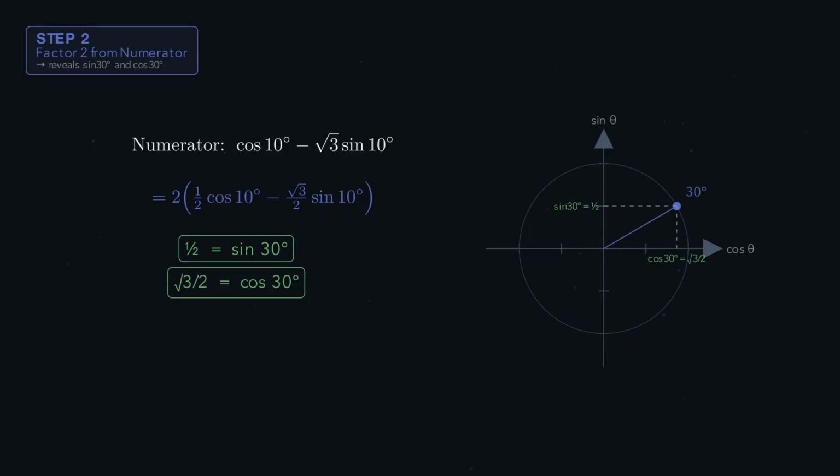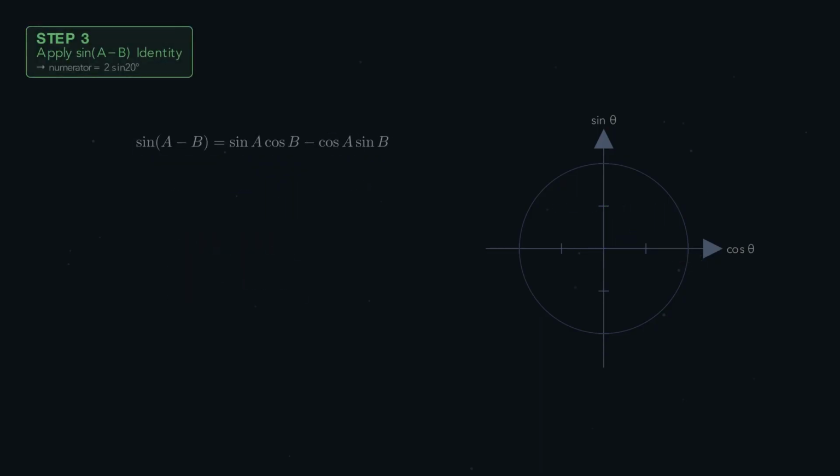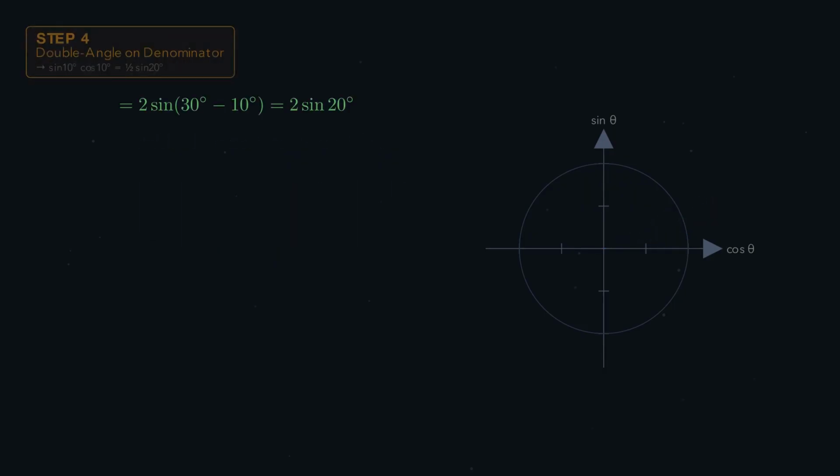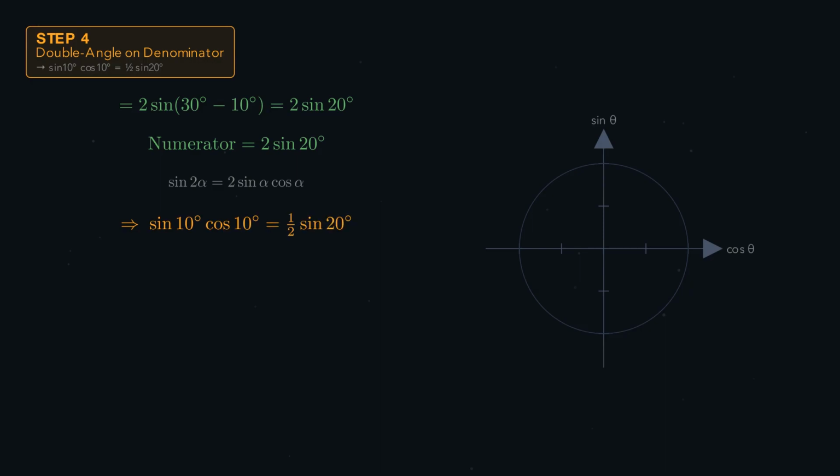Here's the key move. We factor out a 2 from the numerator, leaving 1/2 cosine 10 minus root 3 over 2 sine 10. Now notice that 1/2 is exactly sine 30, and root 3 over 2 is exactly cosine 30. So the bracket matches the sine subtraction pattern. Sine A cosine B minus cosine A sine B equals sine of A minus B. With A equal to 30 and B equal to 10, that's sine of 20 degrees.